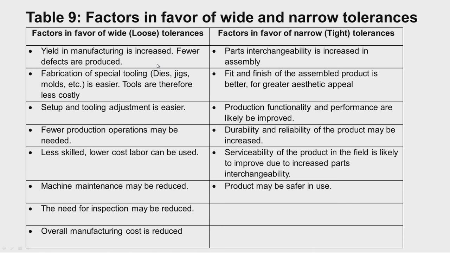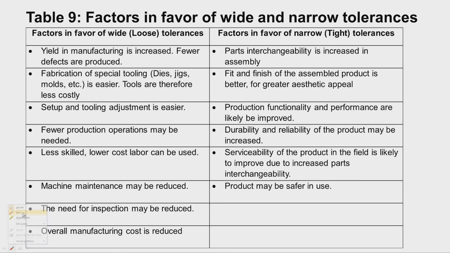Now, this table shows the factors in favor of wide and narrow tolerances: when we should go for narrow tolerances, and when we should go for wider or loose tolerances. The factors in favor of loose tolerances are given below. They increase the yield in manufacturing, and fewer defects are produced, and fabrication of toolings like dies, jigs, etcetera will be very easy. So, tools will not be very costly because of the loose tolerances. We need not use very precise machining processes.